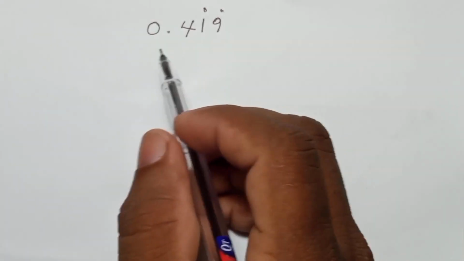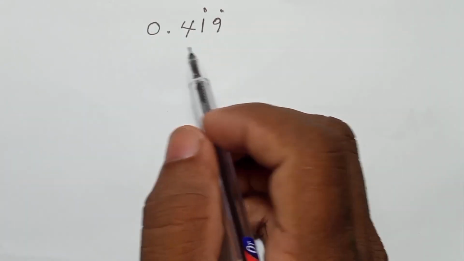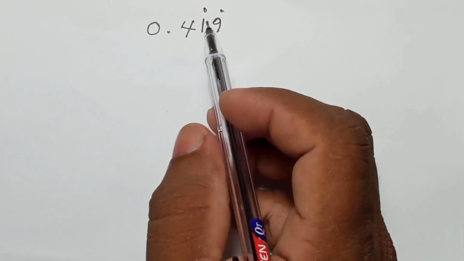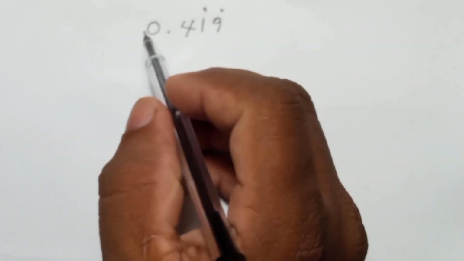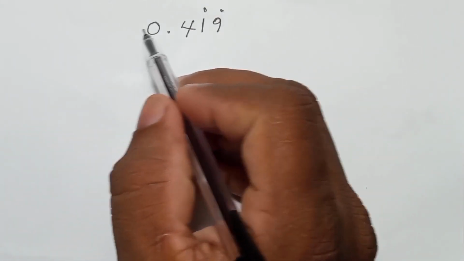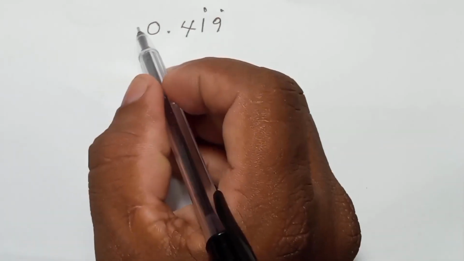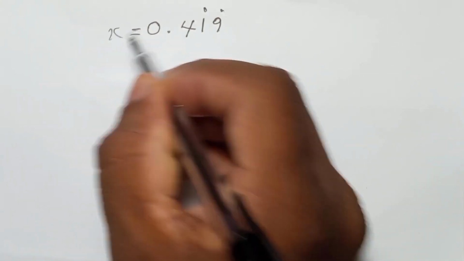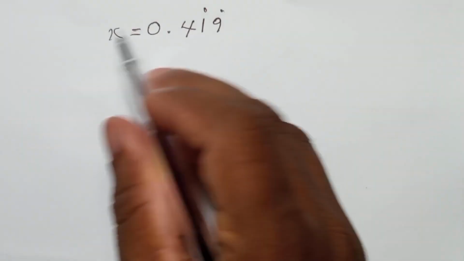Okay, now they ask this recurring decimal to make as a fraction, right? So this is simple stuff. I will show you that way. The method is very simple. You need to make this as x. Let me get this as x.